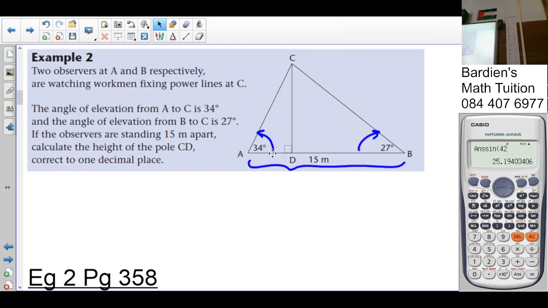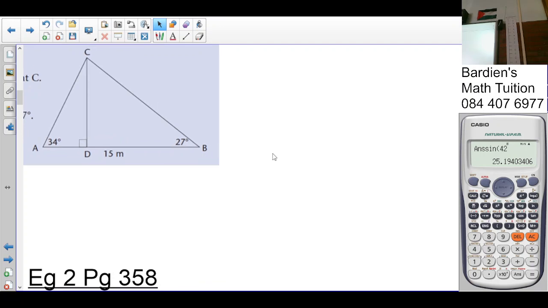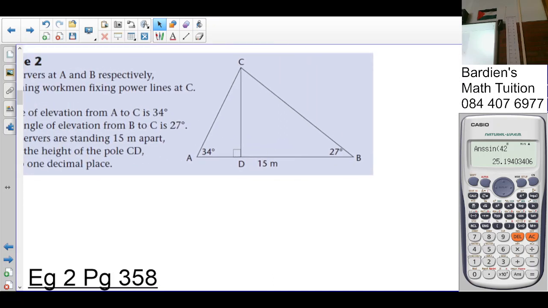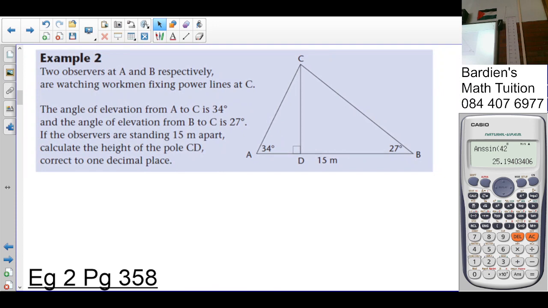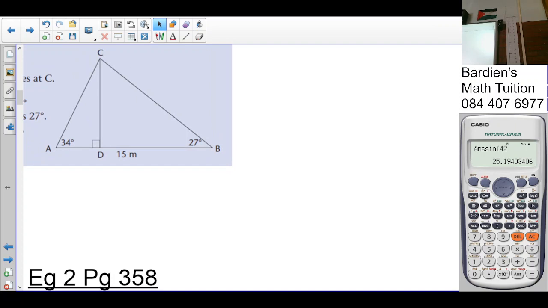Alright, so what can be calculated here? Remember they want you to work out CD. So to calculate CD, I either need AD, or AC, or I need CB. What is 15? They're standing 15 meters apart. So AB is 15 meters.